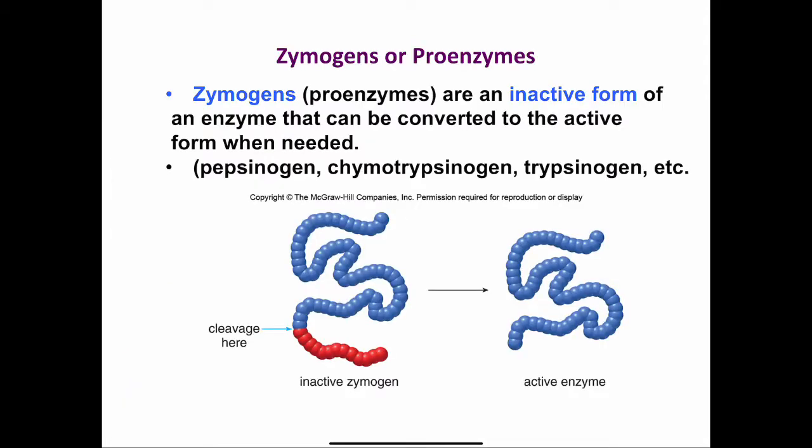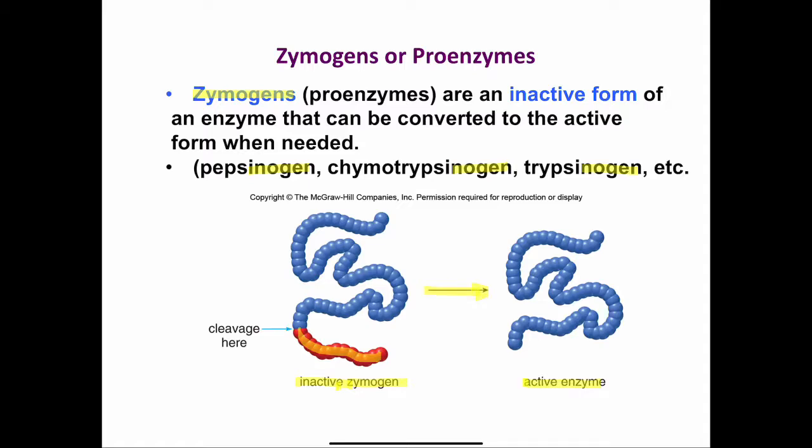So to recap, another word for a proenzyme is a zymogen, and they are an inactive form of an enzyme that can be converted into the active form when needed. Whenever you see the suffix inogen, like in pepsinogen, chymotrypsinogen, and trypsinogen, etc., this means that you're dealing with a proenzyme or a zymogen. The figure down here helps demonstrate what a proenzyme is. So here we have our inactive proenzyme or zymogen, and it's synthesized in the cell with these extra amino acid residues. So what happens is those amino acid residues are broken off, and when they're broken off, you end up with the active enzyme.